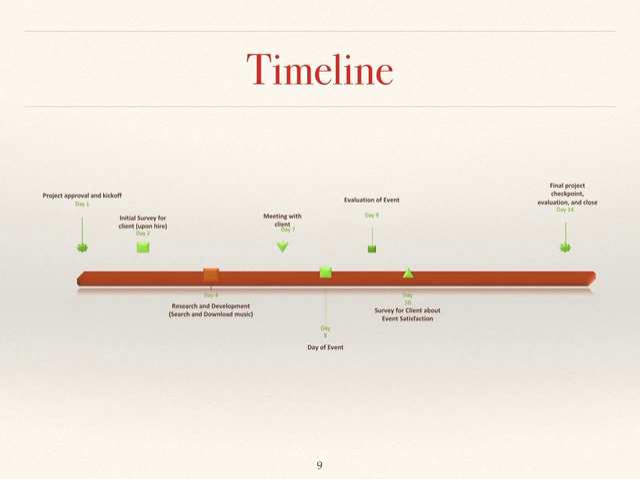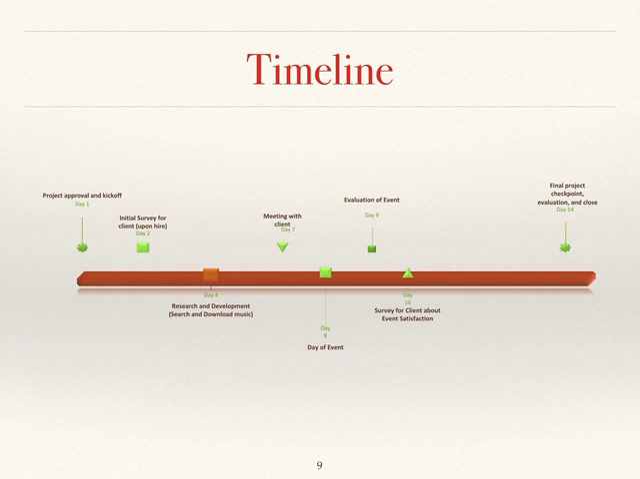Next, we'll take a look at the timeline in which the project will take place. We begin with day one, which is actually today, when we kick off the project. We'll send out the initial survey for the client on day two, once we decide that we will do the event. On day four, we'll do the research and development using the initial survey from the client. That will take several days.